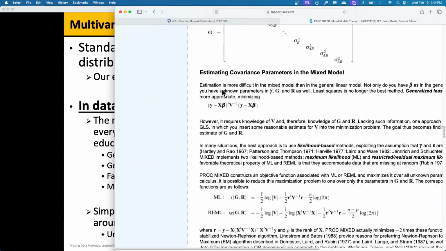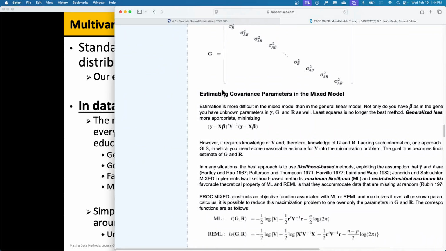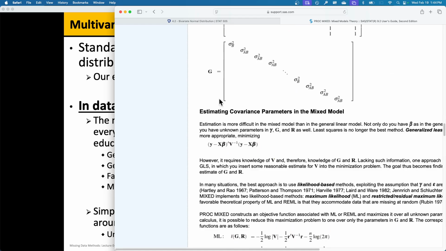I was just going to get down to how they describe their likelihood function. I'm not going to show you REML, but this ML right here is actually the log likelihood of what we're doing. R is y minus its mean. V is your covariance matrix. And this is the log of all of it. So it's literally right there in mixed models as well.